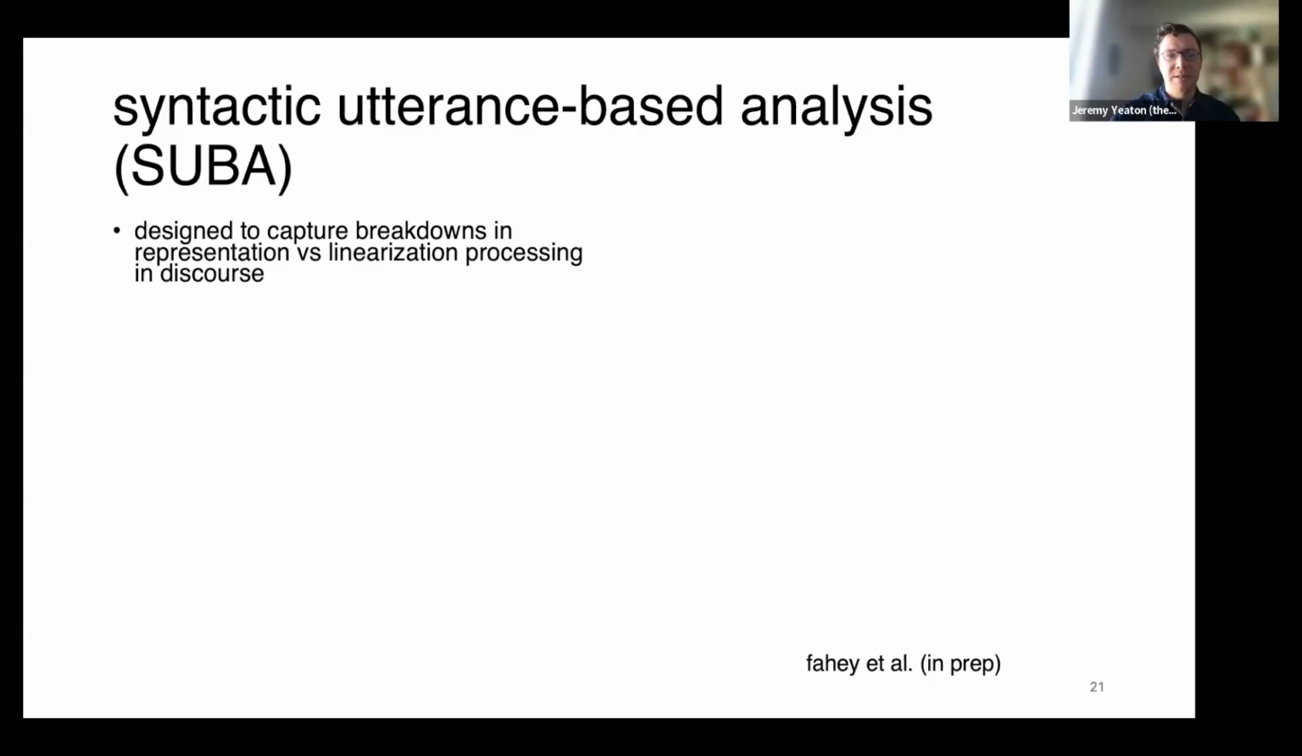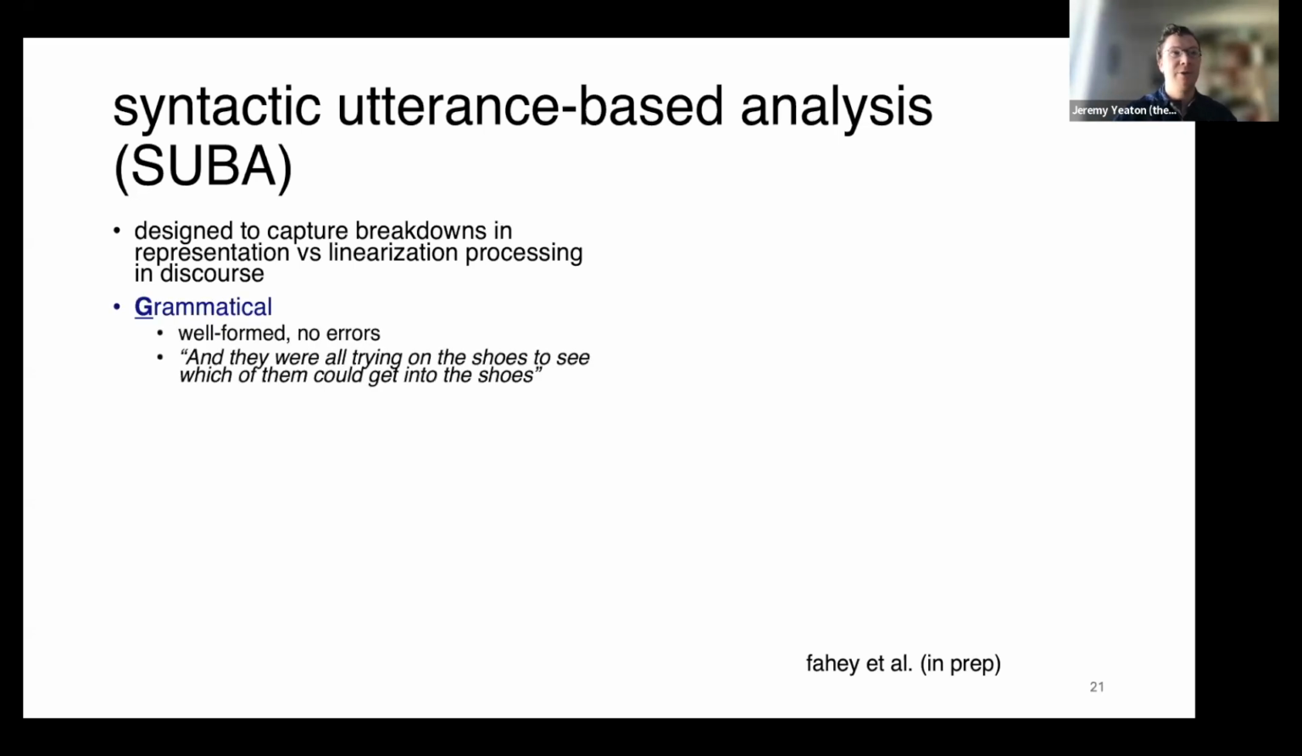This system is designed to capture breakdowns in representation versus linearization, processing, and discourse. So what we'll do is take a transcript of someone retelling the story of Cinderella, and then go utterance by utterance, line by line, and characterize the types of errors observed in a given utterance. Those are classified into the following options. You can have a grammatical utterance, which is well-formed and contains no errors, for example, "and they were all trying on the shoes to see which of them could get into the shoes," where this person might be having a little bit of trouble with pronouns, but the sentence itself is grammatical nonetheless.